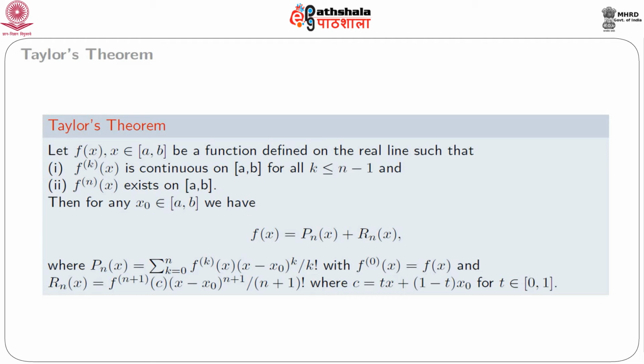Then for any x naught belonging to [a, b], we have the representation f(x) equal to P_n(x) plus R_n(x), where P_n(x) is defined as summation k from 0 to n, the kth derivative of f at x naught multiplied by (x minus x naught) to the power k, whole thing divided by k factorial, where the zeroth derivative is defined as the original function f, and R_n(x) is defined as the (n plus 1)th order derivative of f evaluated at c multiplied by (x minus x naught) to the power n plus 1, divided by (n plus 1) factorial, where c is some point between x and x naught, represented as a convex combination of x and x naught, which is tx plus (1 minus t)x naught for t belonging to the closed interval [0, 1].